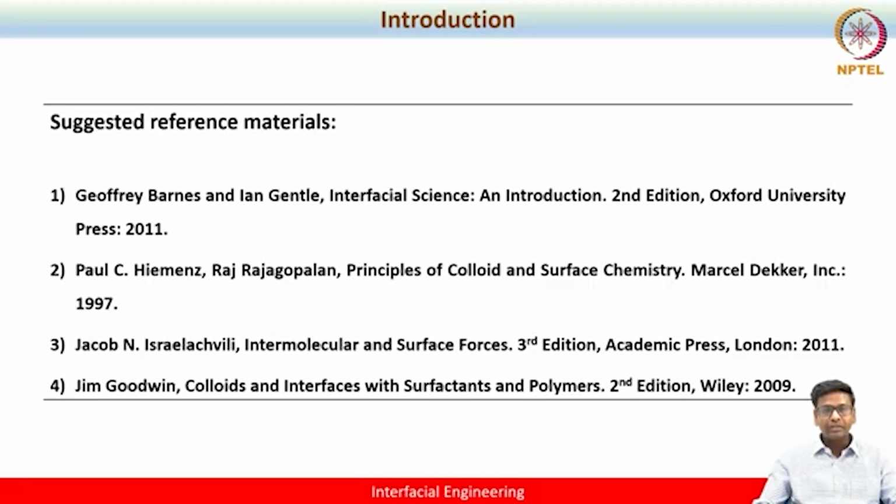For example, Jeffrey Barnes and Ian Gentle. This is a textbook on interfacial science itself, and this book contains almost all the modules or topics that we discuss throughout this course. So it can be used as a textbook. Then, one can also refer to the Hiemenz and Rajagopalan book. The title of the book is Principles of Colloid and Surface Chemistry.